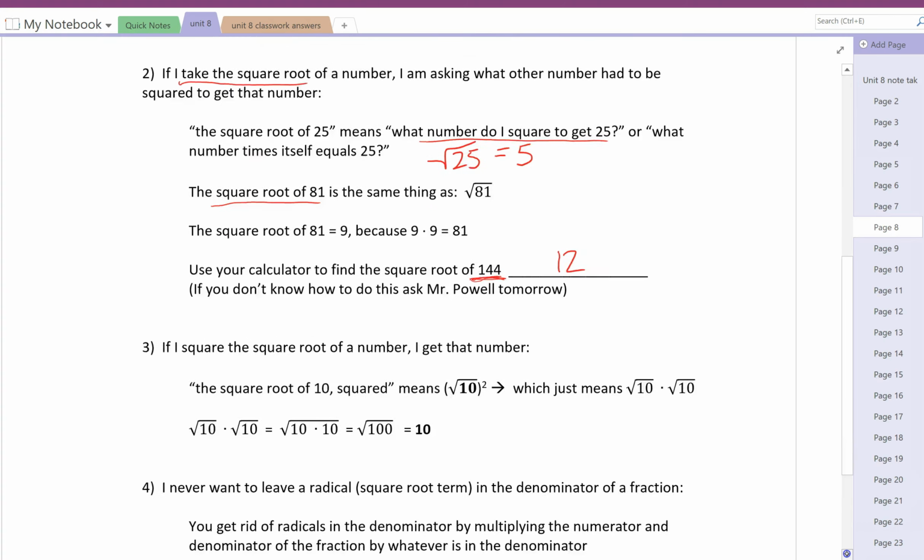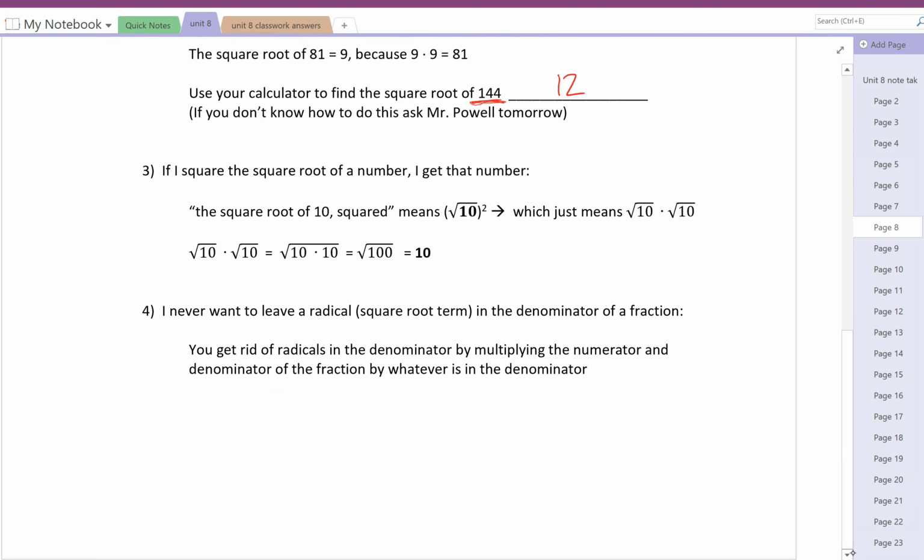Okay, next thing to review. This one's kind of tricky for some people to process, but it makes sense if you stop and think about it for a minute. If I square the square root of a number, those two things basically cancel each other out and leave me with the number. So for example, if I take the square root of 10, which is just this part right here, and then I square it, which is this part right here, the square root and the square cancel each other out, leaving me with 10. And I'll go through why that is.